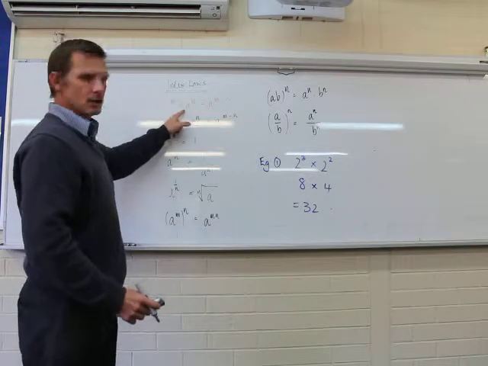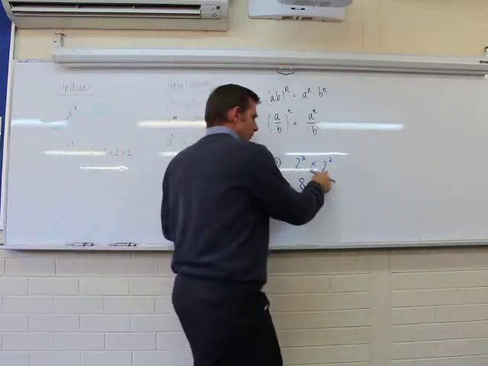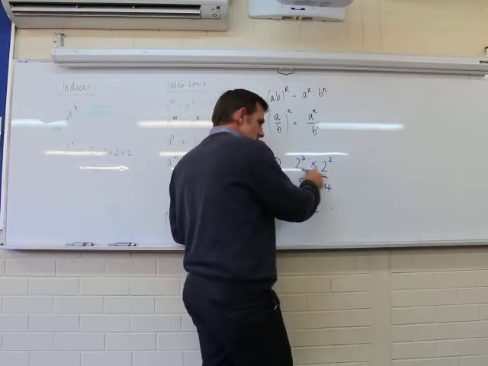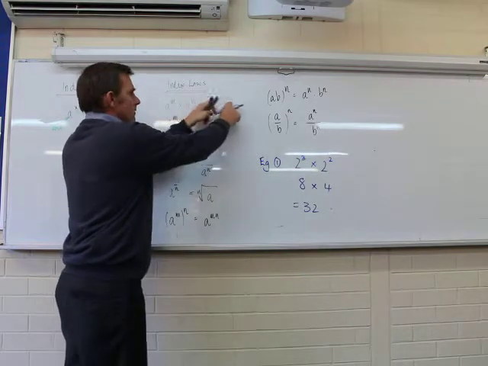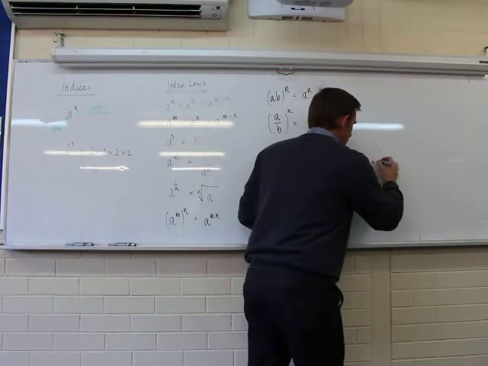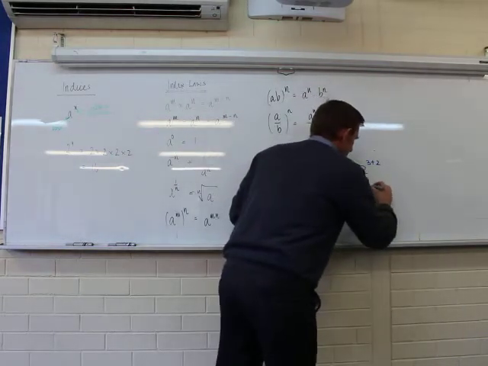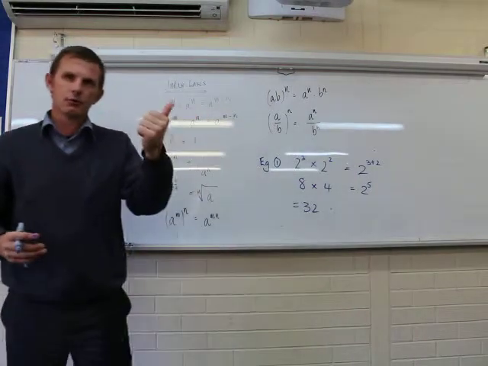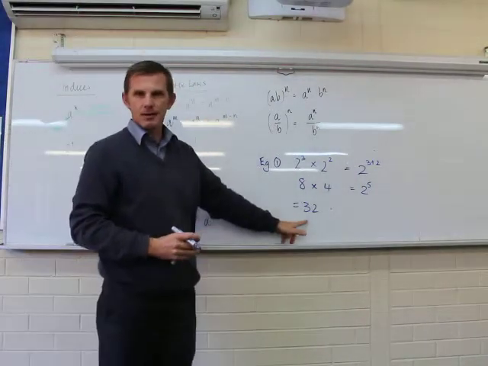If we use this index law, then what that's telling me is that if I multiply indices of the same base, notice how it's the same base here, then I add the powers. So this would be equal to 2 to the 3 plus 2, or equal to 2 to the 5. And when you think about it, 2, 4, 8, 16, 32, same answer, isn't it?